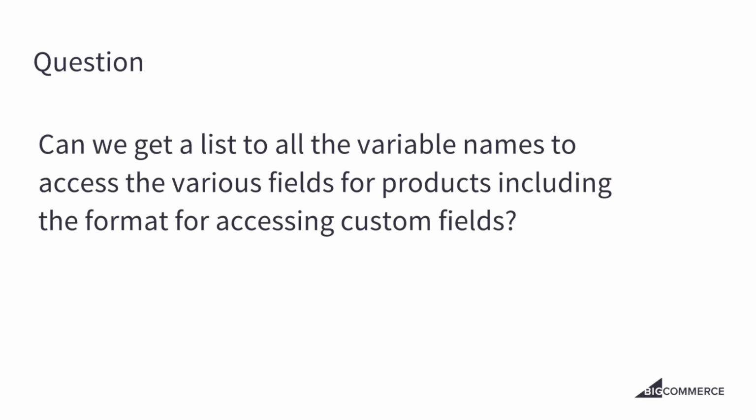Okay. And final question. Can we get a list of all the variable names to access the various fields for products, including the format for accessing custom fields? Yes, we actually have a list like this already. It's on our developer site, so that's stencil.bigcommerce.com. Once you click into that, there is going to be object references. So they're going to have things for not just products, but pretty much every object in themes that you can access, and all of them will have a short description of what they're for. So again, if you take a look, stencil.bigcommerce.com, it'll have all of the variables and their properties.